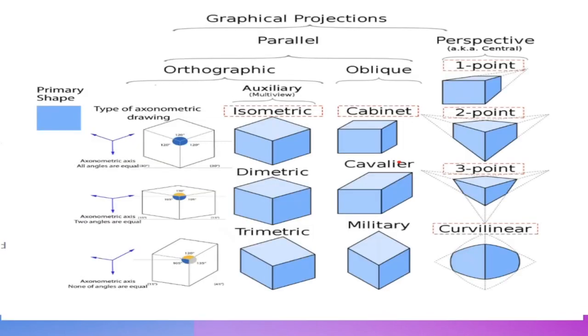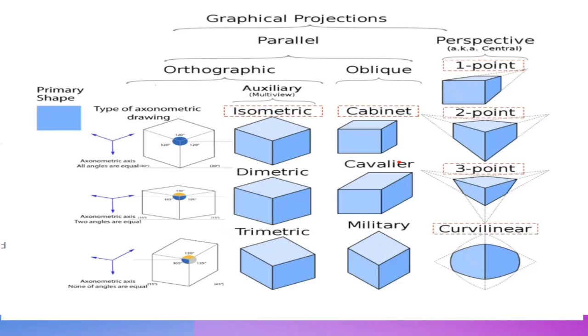So graphical projection is mainly divided into parallel and perspective. As I said, the parallel is again divided into two types, the orthographic and the oblique. In the orthographic, the projection lines are perpendicular to the projection planes, and it has three categories: isometric, dimetric, and trimetric. In the oblique, we don't have 90 degrees between the projection lines and the projection planes, so it can be divided into cabinet, cavalier, and military. We also have perspective 1D, 2D, 3D.